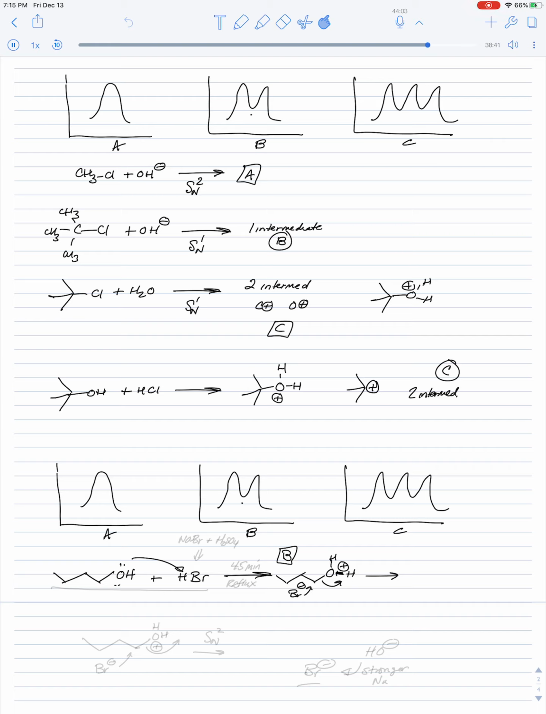So if this was the reaction, if I said how many steps will this reaction take, it would be 2. One to form the oxonium ion and one for the bromine to come in and kick off. But you already knew the answer to that. Right?